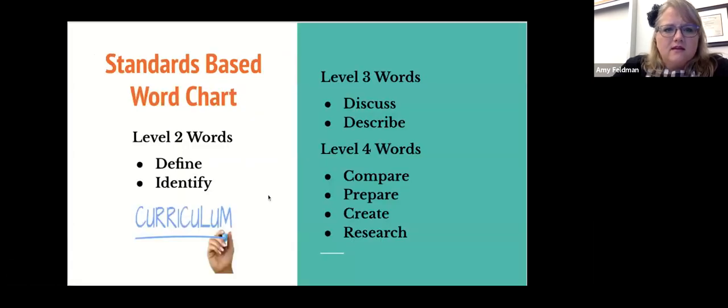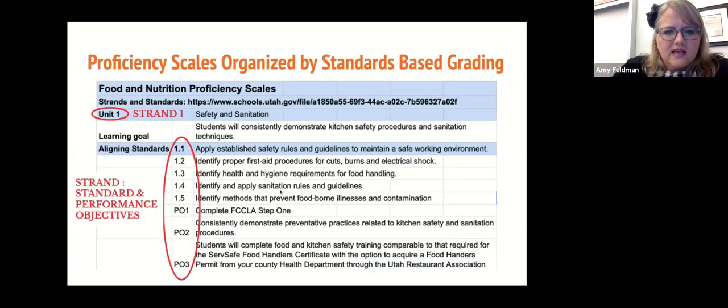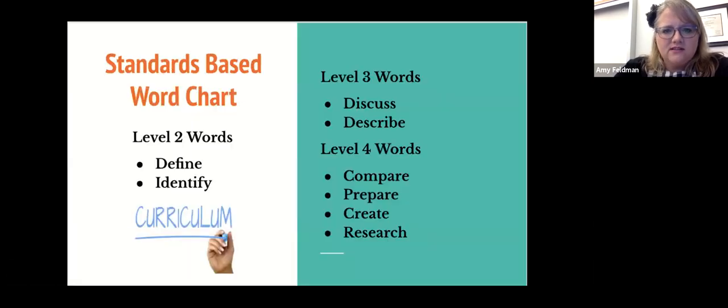Now, if you are curious what these words mean and what group they should go under, I look at my strands and standards and I look at the word. It says, I can define, I can identify, I can discuss, I can describe, I can compare, I can prepare, I can create, I can research. These are just some examples. You have to look at your own strands and standards and decide, okay, is this word from the standard a level 2 word? Is it a level 3 word? Is it a level 4 word?